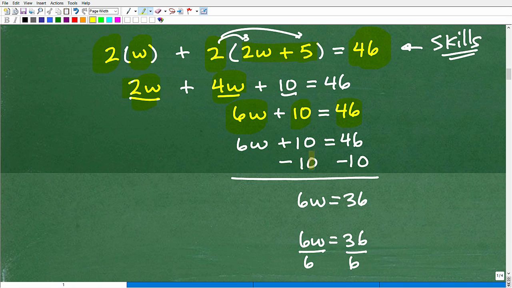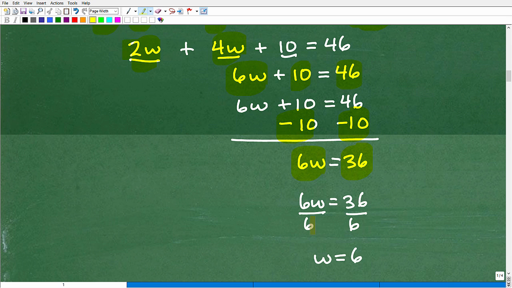Now, at this point, I'm going to go ahead and subtract 10 from both sides of the equation. If this is confusing to you, you need to review basic equation solving. So now I have 6W equal to 36. Divide both sides of the equation by 6. I get W is equal to 6.